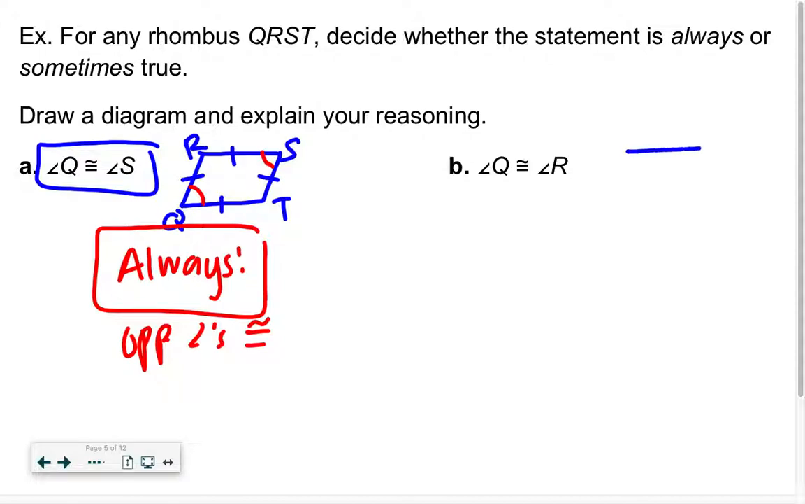So then it says, in a rhombus QRST, is it always or sometimes true that angle Q is congruent to angle R? This is where it gets a little bit tricky.